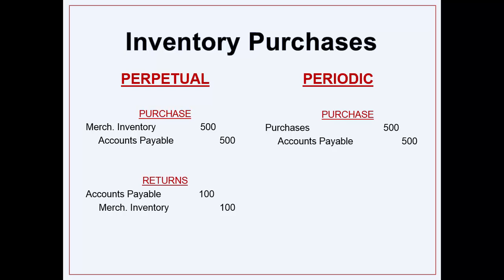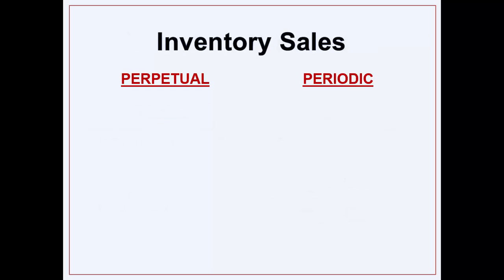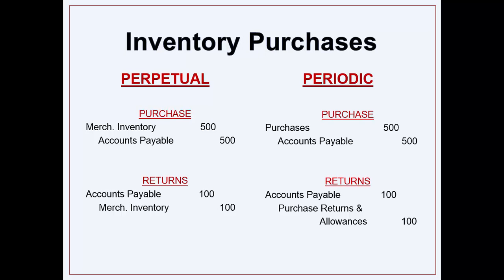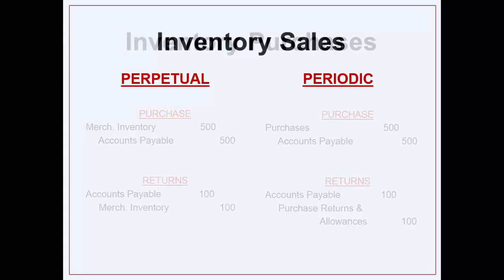For a return under a perpetual, because you're perpetually or constantly updating your inventory account, if you return something, you need to reduce that inventory account. And also, if you recorded it in a payable account, you need to reduce that payable because you now owe them less. You returned some inventory. On a periodic system, the returns go into another temporary account called purchase returns and allowances. And that's another one of those special periodic system accounts that does not exist in a perpetual system.